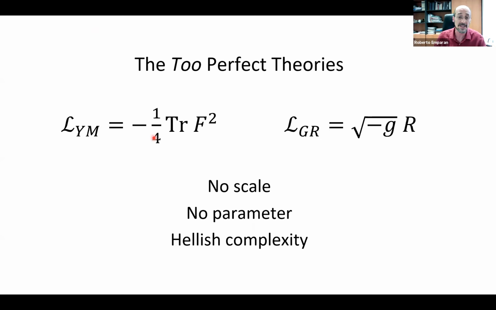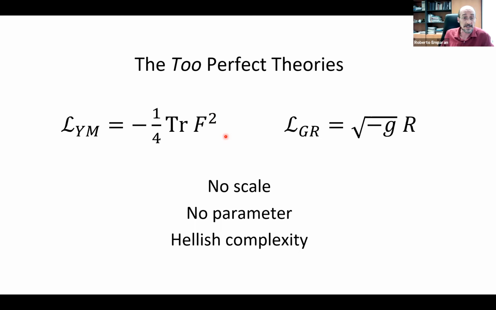One of the problems with solving these theories, the reason that they are so perfect, is that they don't have any scale or dimensionful parameter, even if at the quantum level Yang-Mills theory may develop a dynamical scale. There's no parameter, not even anything that looks like a dimensionless parameter. Nevertheless, the theories are fully nonlinear, and they have a tremendous complexity.